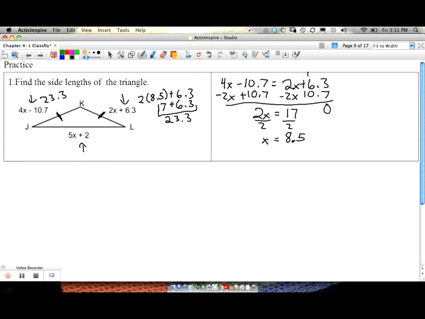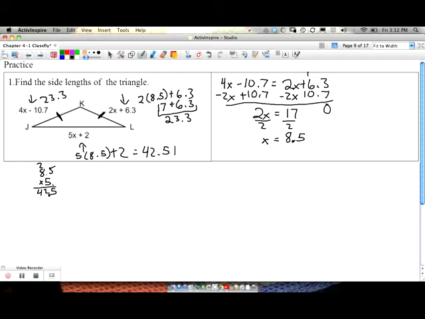5 times x plus 2, that's going to be 5 times 8.5 plus 2. Well, 5 times 8.5, that's got a little more work involved there. Let's figure it out. 8.5, and let's multiply here. Stack it up. 5 times 5 is 25. 5 times 8 plus 2 is 42. Because I have a decimal in there, it's going to be moved over once. So that's 42.5, and then we're going to add 2 to it. So that's 44.5.